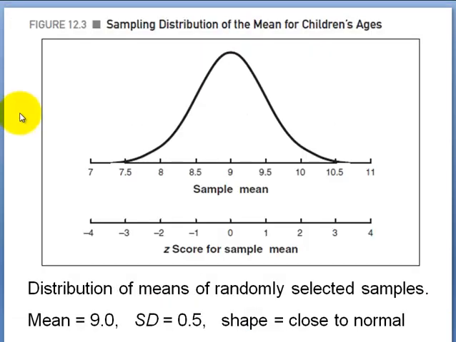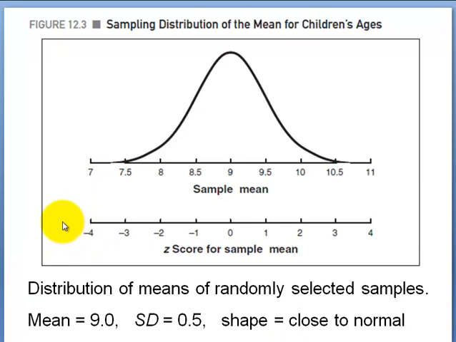Here is our sampling distribution of the mean for children's ages. We are plotting here the distribution of means that we would get were we to select an infinite number of random samples of size 100. And so the mean of our sampling distribution is 9. The standard deviation of our sampling distribution is 0.5, and the shape of our sampling distribution is close to normal.